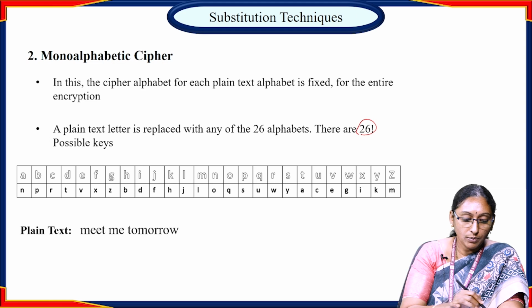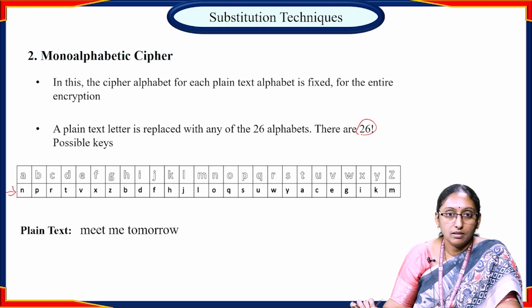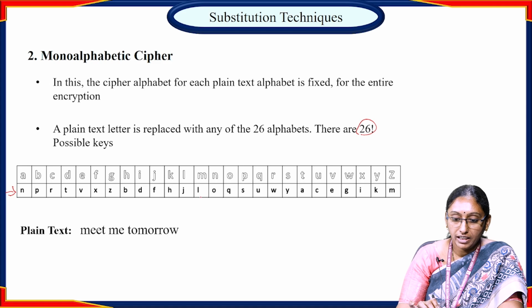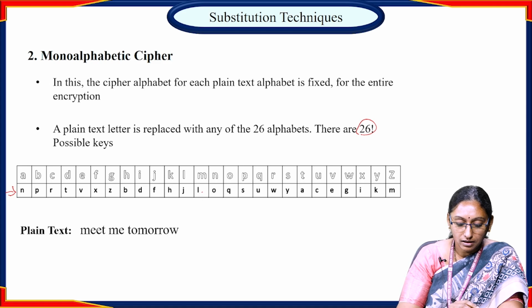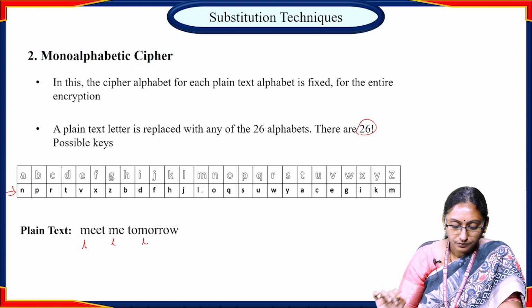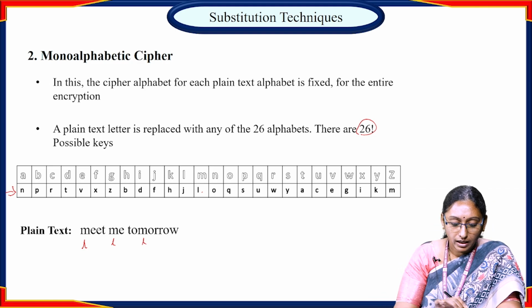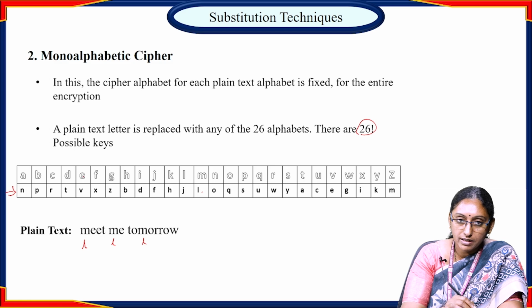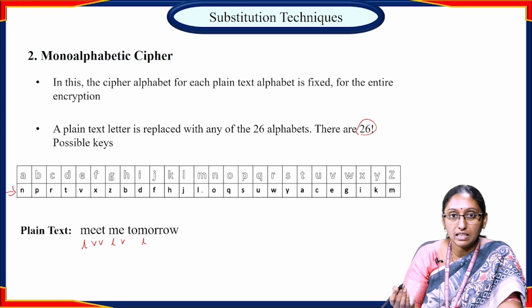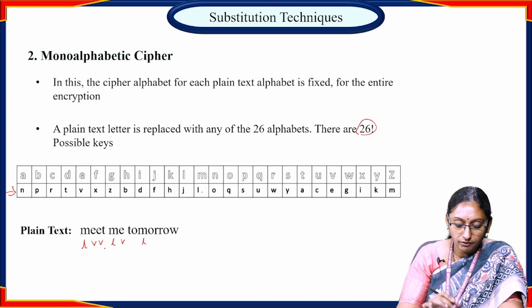So, here in this example, I fixed the ciphertext letters. My plain text is meet me tomorrow. First I will take the first letter M. What is the fixed ciphertext letter for M? It is L, so I am writing L wherever I have M. Then, what is the next letter? E. What is the fixed ciphertext letter for E? V. So, I am just substituting or replacing. The substitution technique is nothing but replacing E with V.